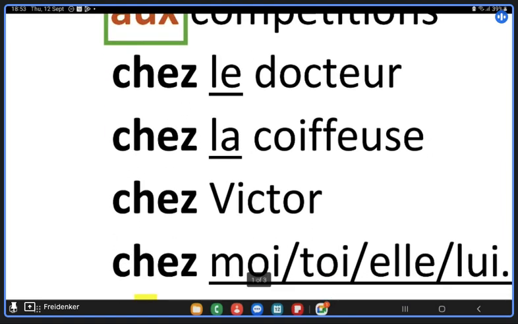The other example is if you're using a tonic pronoun. We looked at it in the first part, right? CHEZ is a preposition. After a preposition, you can use a tonic pronoun. So, moi, toi, elle, lui, eux, and so on.